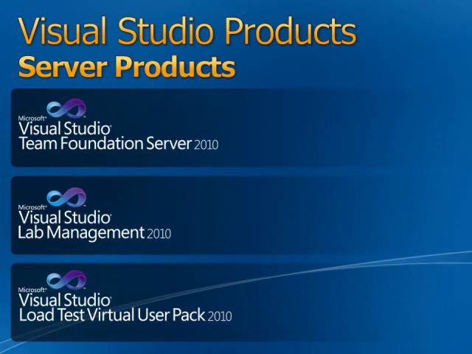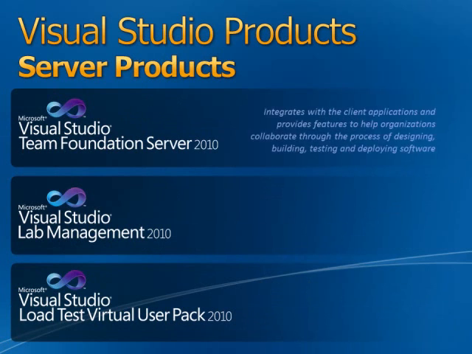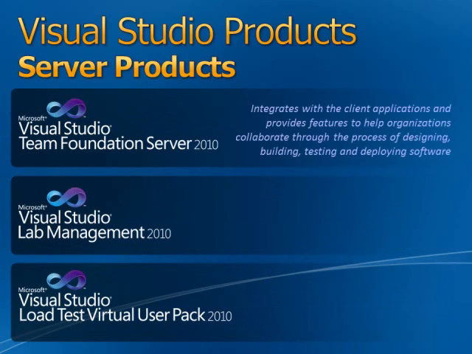There are 3 server products in the Visual Studio family. First of all, let's look at Visual Studio Team Foundation Server. Now, we've already mentioned that Team Explorer is the client application to Team Foundation Server, and the server provides a centralized data repository for all of the information to do with the application that's been developed. So it allows you to store all of the design information to easily access content when building, testing and deploying the software.